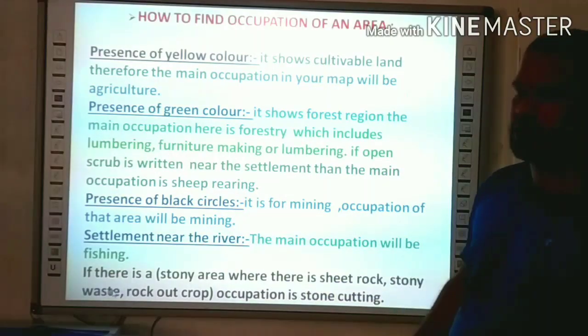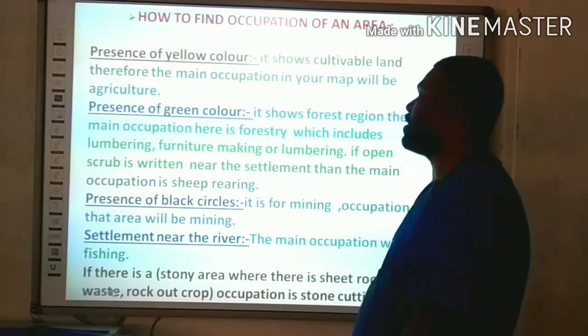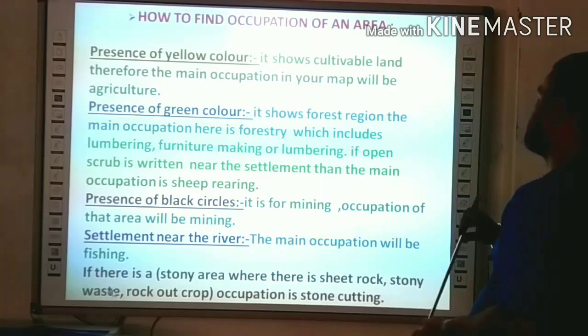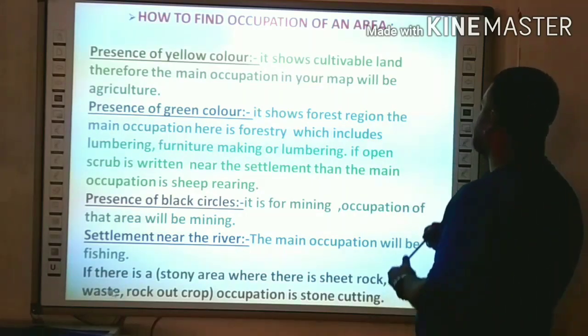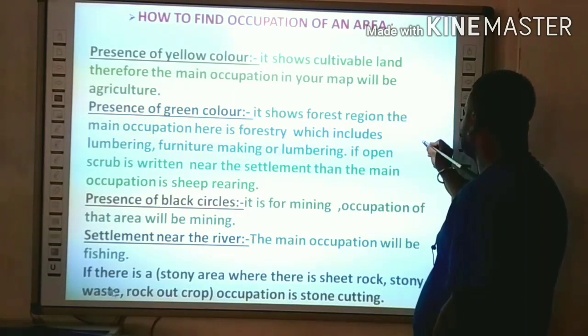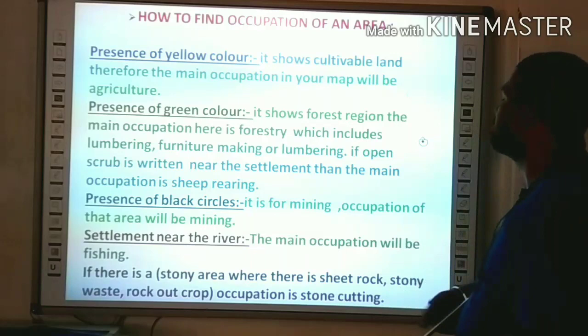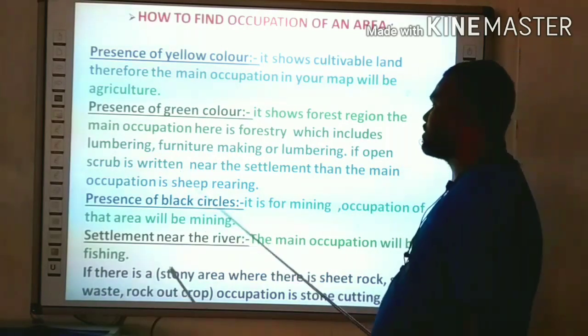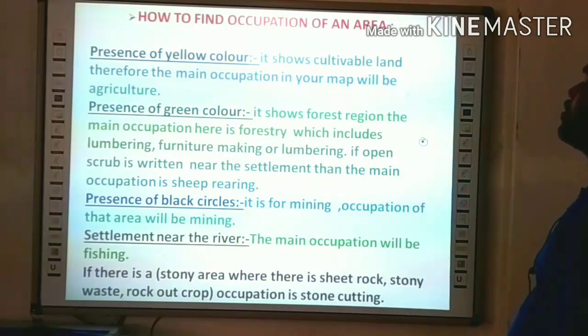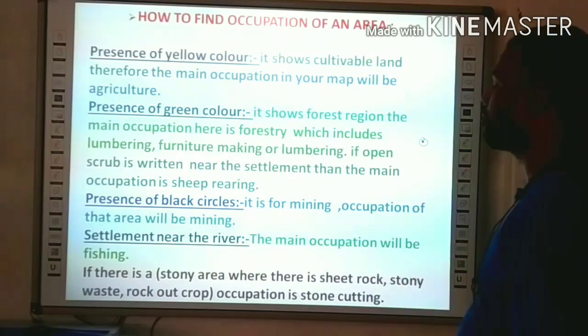Next, presence of black circles. Now how do these black circles look like? It looks like this, a small dot and a circle surrounding it. Now what does it mean? It means mines. So the occupation will be mining.